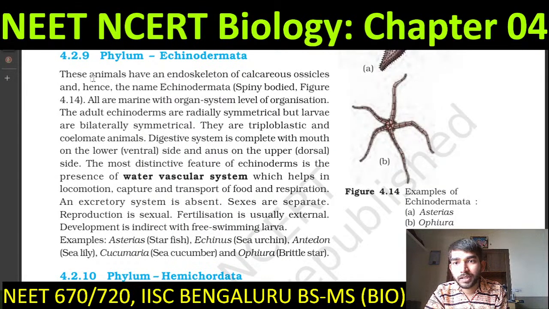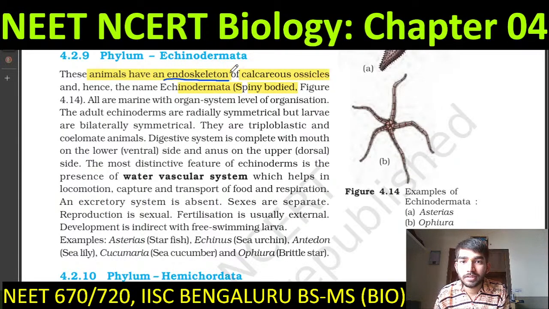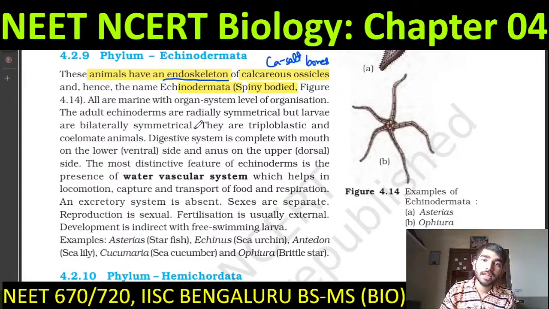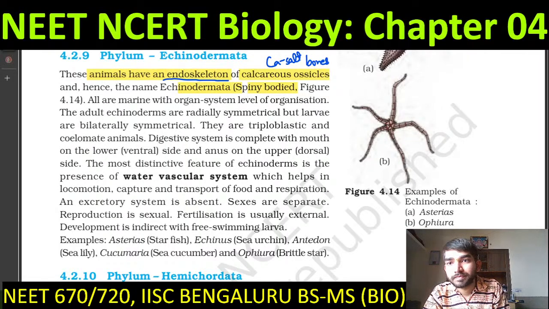Next is Echinodermata. These animals have an endoskeleton of calcareous ossicles, and hence the name Echinodermata, which means spiny bodied. In the arthropods, you had an exoskeleton made of chitin. Here it is an endoskeleton made up of calcareous ossicles, like bones of calcium salt, mostly calcium carbonate, calcium phosphate, all these kinds of things. All are marine, found in salty water, with organ system level organization.